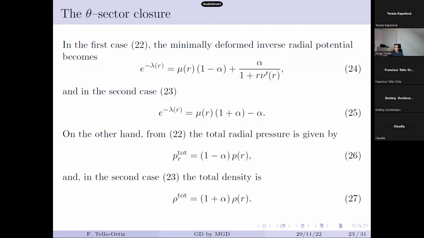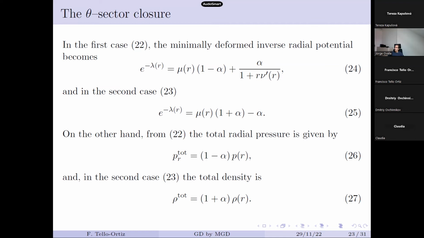In the first case, when you are mimicking the pressure, the radial metric potential acquires the form given by 24, as you can see. And in the second case, it is a simple one given by 25. As you are mimicking the first case, the total pressure becomes 26. And this is quite important.